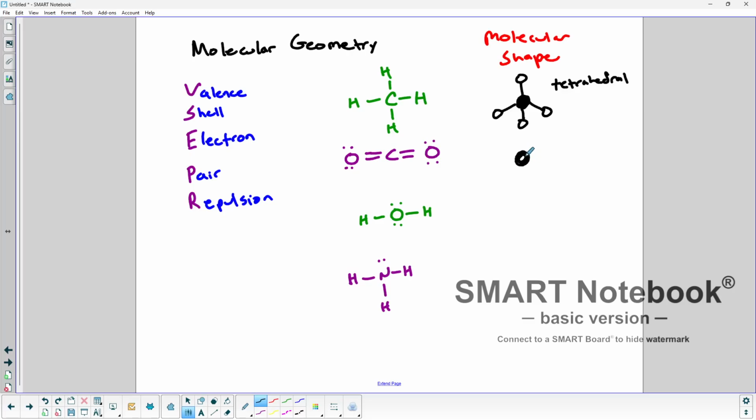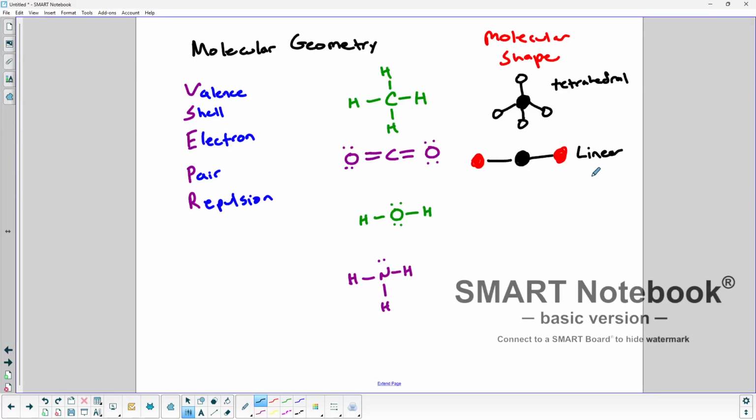Carbon, and then you've got your oxygen and your oxygen. And we would just call that linear. Terrible drawing, but we'll survive.